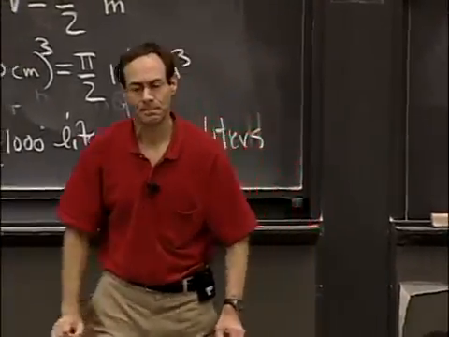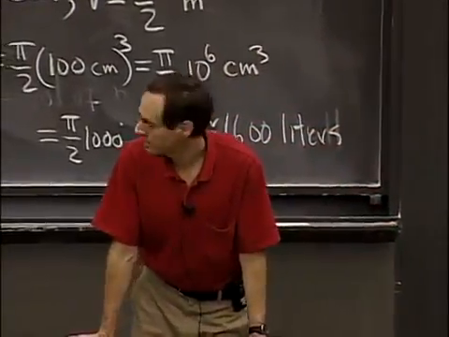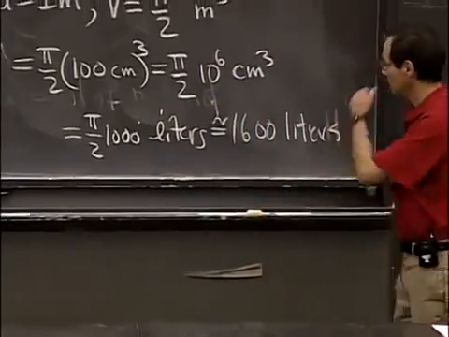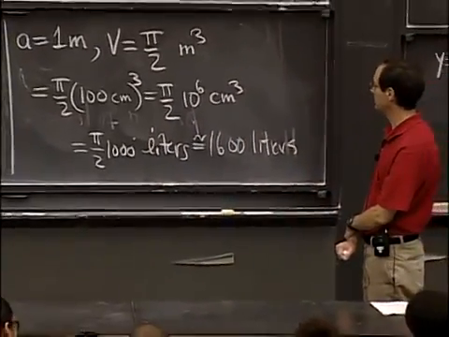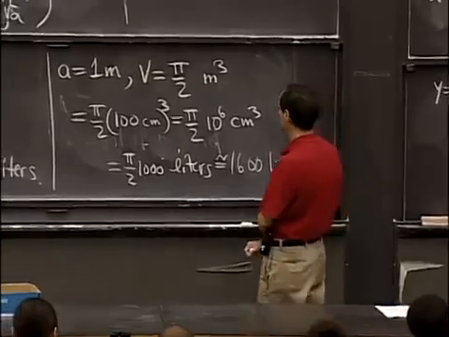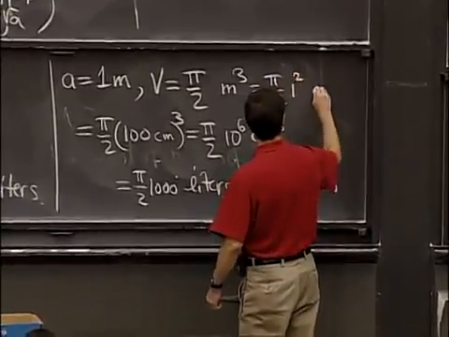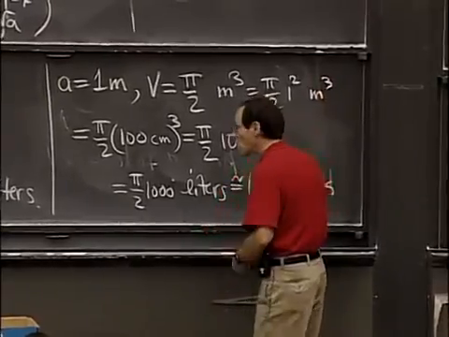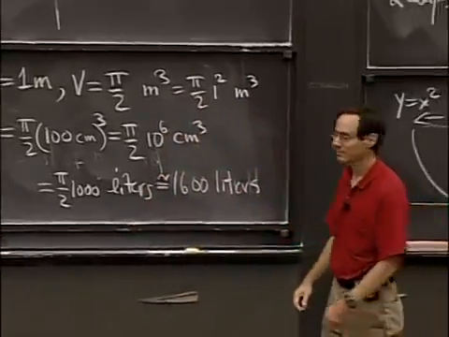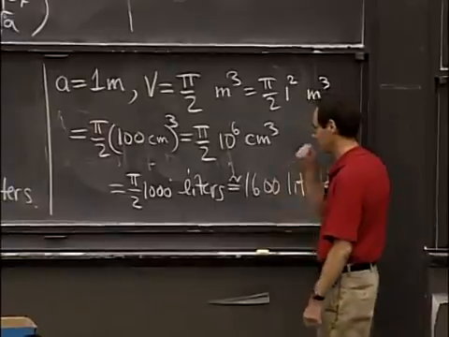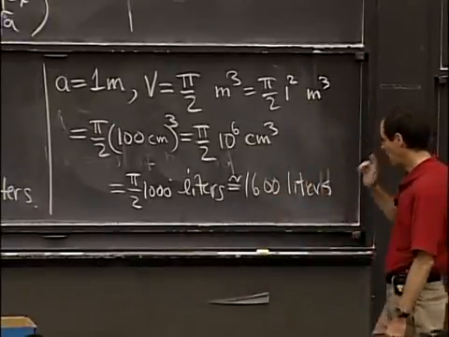In your second case, though, I still don't understand. Isn't V equal to pi over 2 multiplied by a squared, which is 1 in this case? Yeah. So it's 100 centimeters squared, right? No. Because a is 100 centimeters, which is 1 meter. Okay.